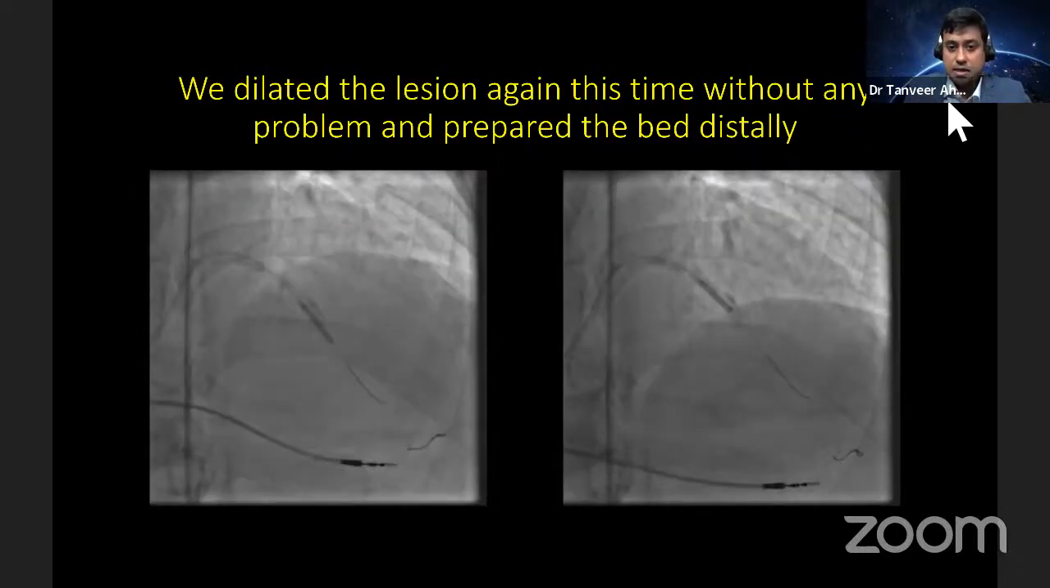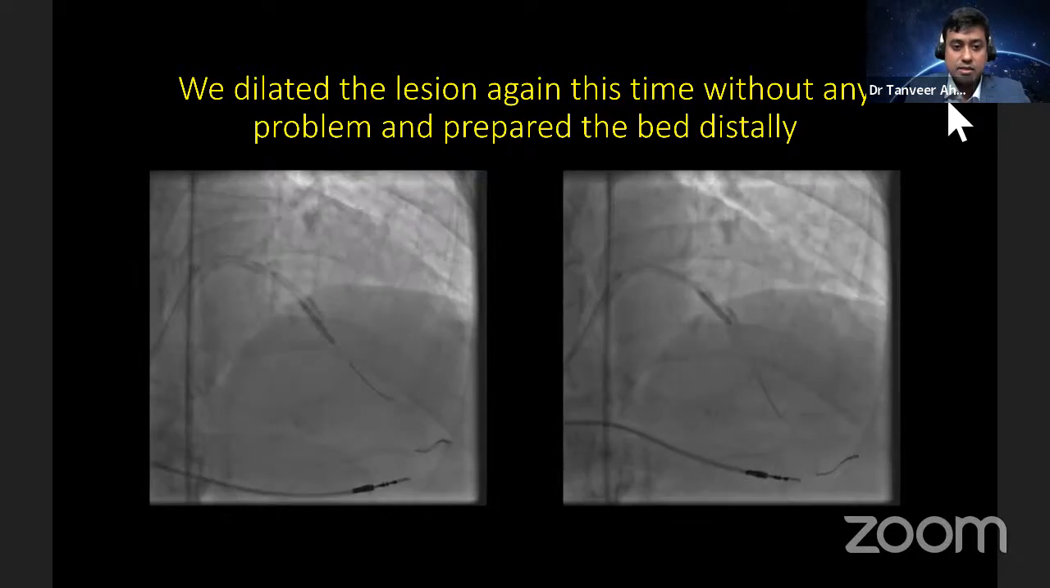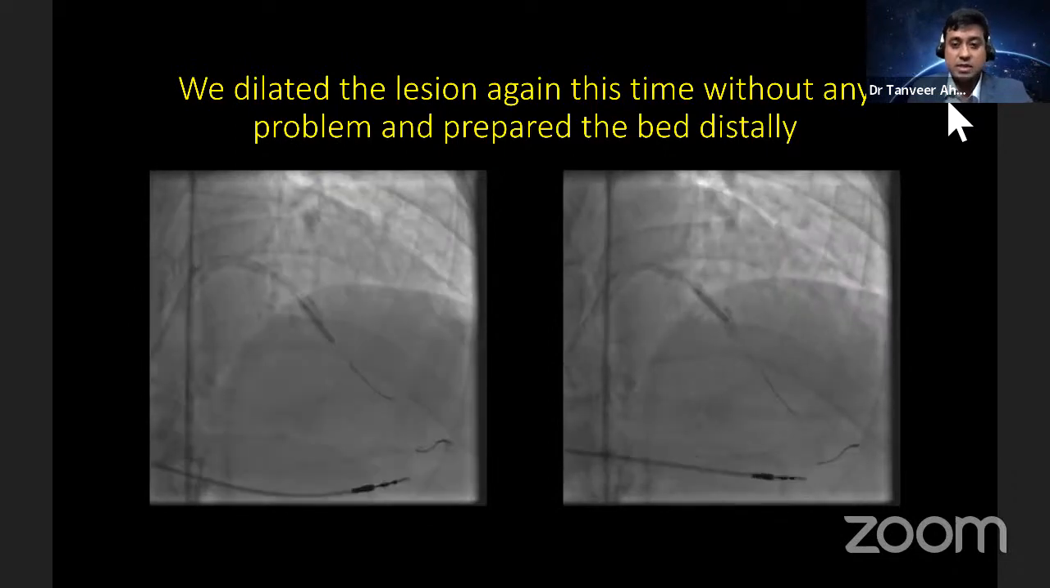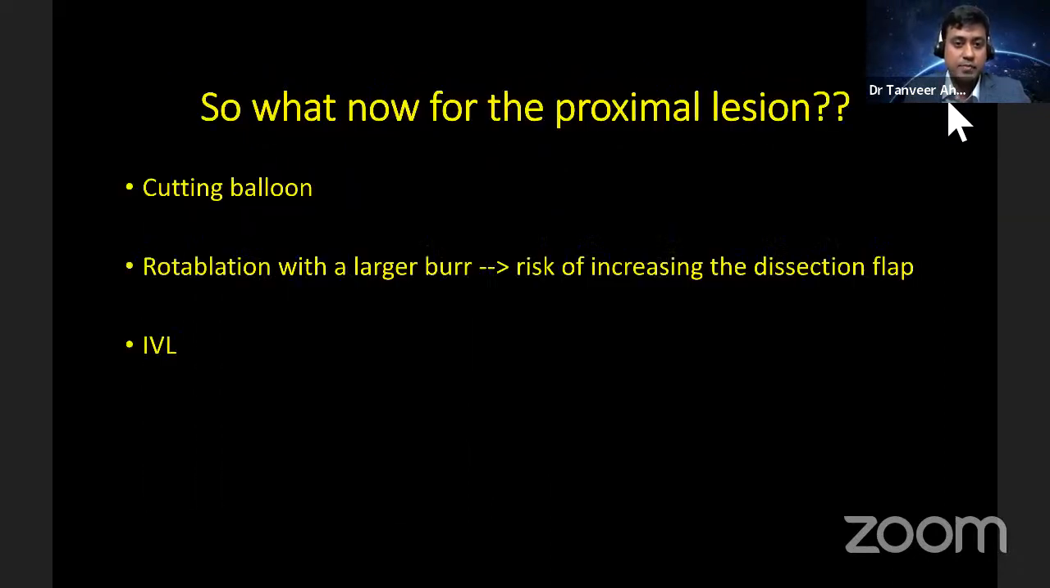We dilated the lesion in the distal part, prepared the bed, keeping a cover stent in case things go wrong. We didn't do the IVUS at this moment actually because of the hard point in the proximal part, fearing the IVUS might not go through it properly. So what now for the proximal part? There were some hard lesions in the proximal part.